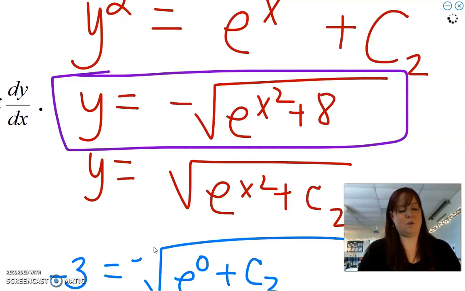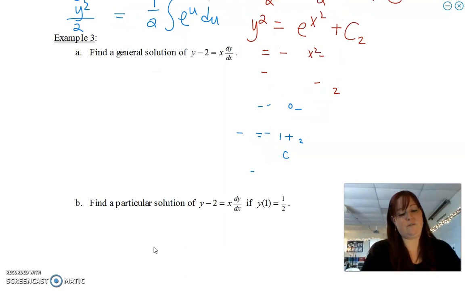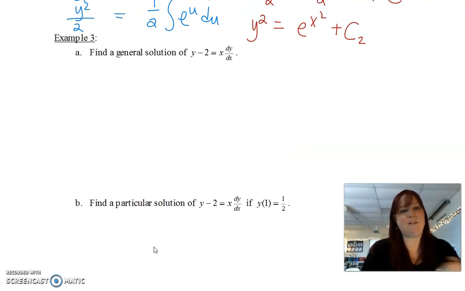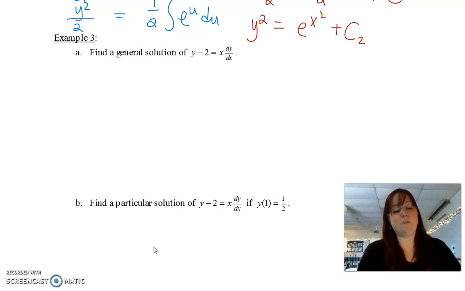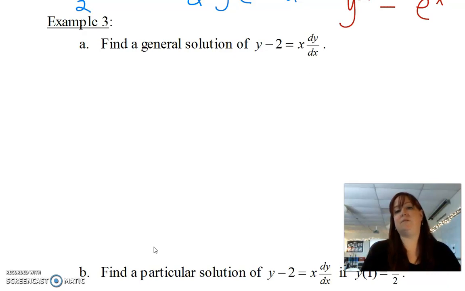If I can get this open. Okay, so let's take a look at the next differential equation. We're going to find the general solution of this equation, which again, we're looking for some function that would make this true. That's what solutions are. We're trying to find some function, y equals something, with the condition that y minus 2 equals x times the derivative of y.